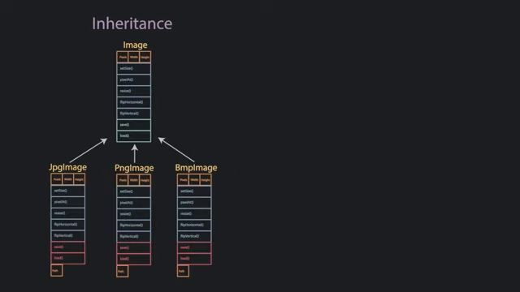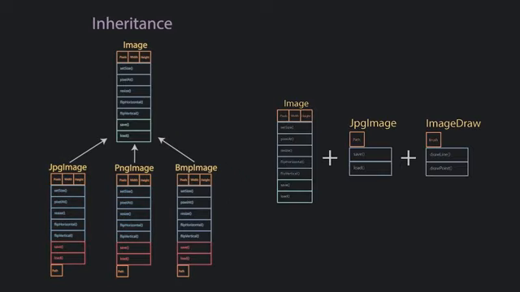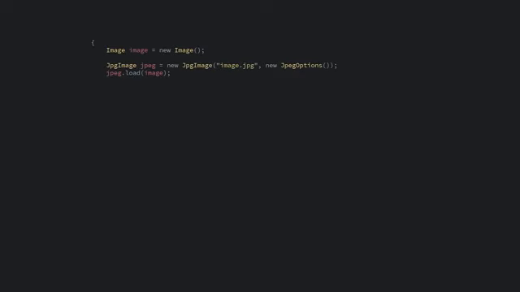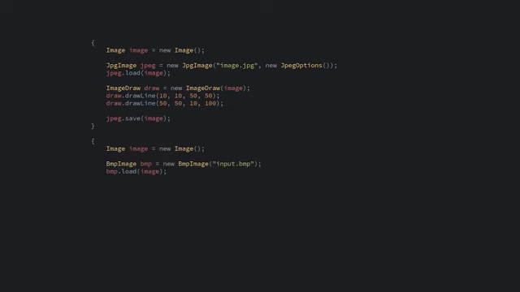Now, the user no longer chooses the one class that suits their needs. They also combine classes together for their particular use case. So here, we're loading a JPEG image, drawing to it, and then saving it. Another app could do something different, like load a bitmap image, flip it, resize it, and then save it out as a PNG.